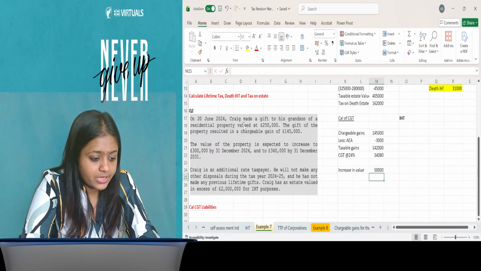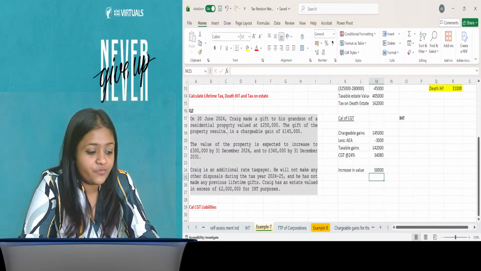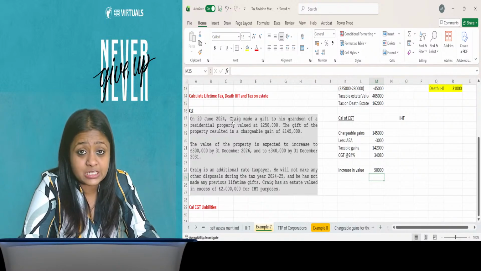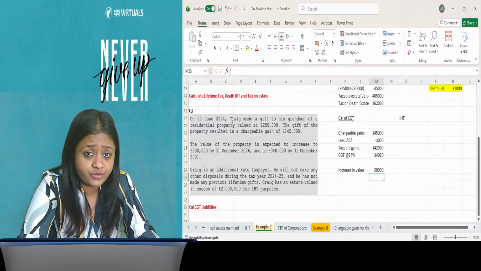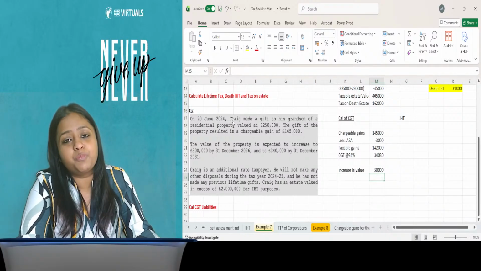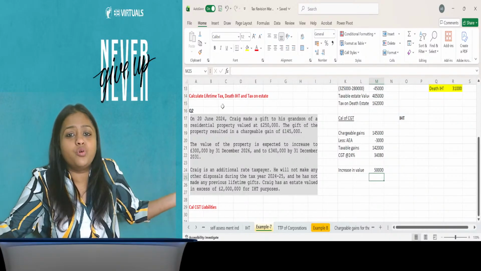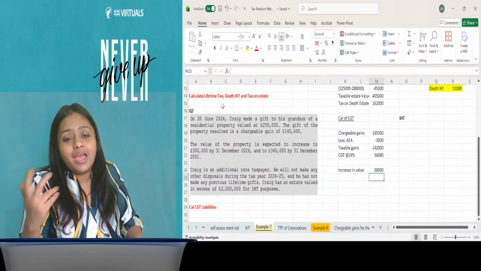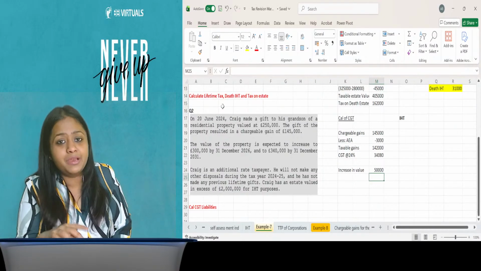Yes. Now you can see that the property was gifted at the time Craig made this transfer, and at that time the property value was 250,000. After 2 years the property value increased, but that is not going to impact Craig, right? Why? Because he is still alive and the asset has already been transferred.